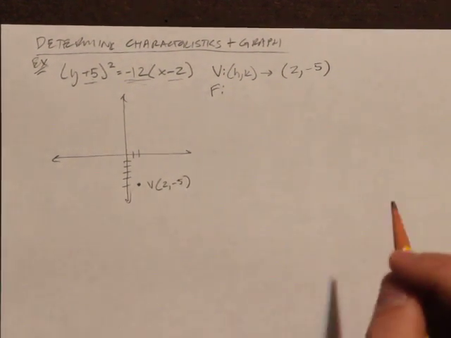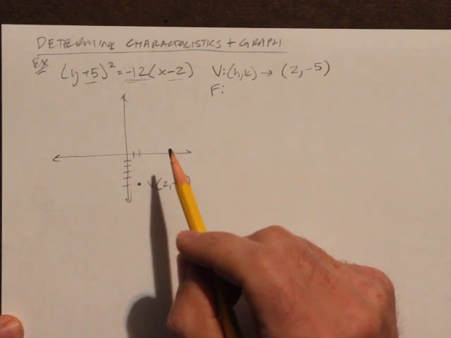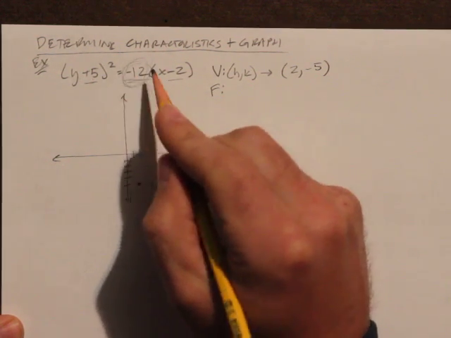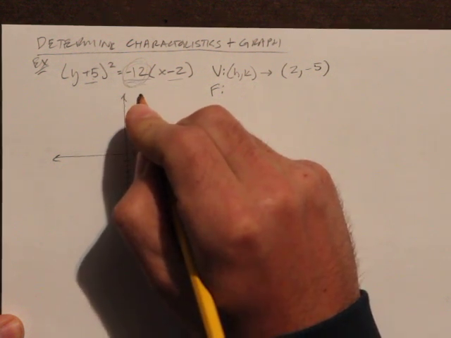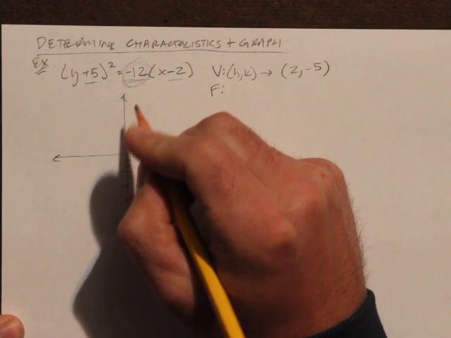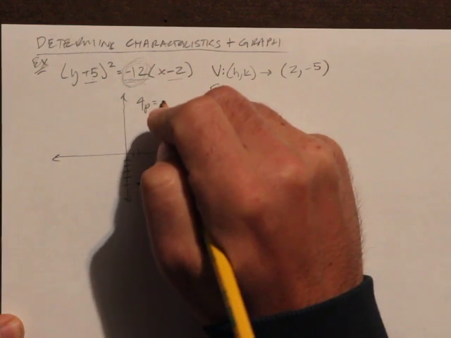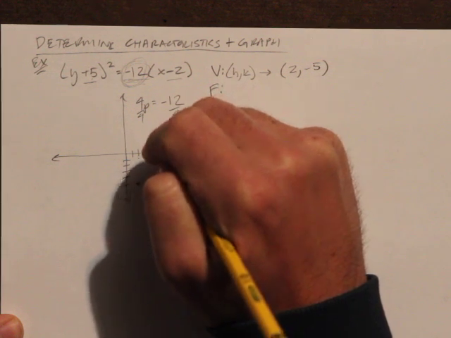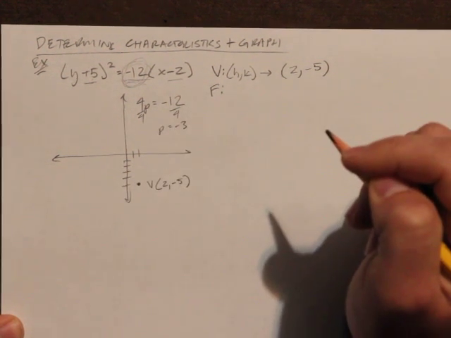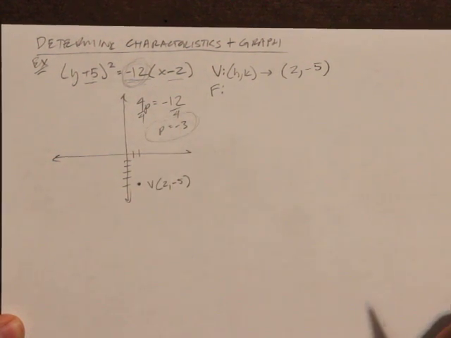Okay, now the next thing I need is my p value. I need to find what the value of p is, and the way I do that is I look right here at this -12. Remember that in my standard form, 4p equals whatever is going on right here, so -12. So I just solve for p. P equals -3. This is important information and makes this whole graphing scenario way easier.